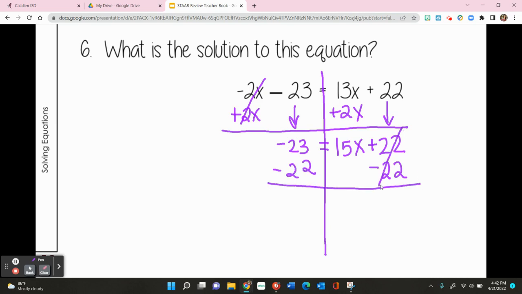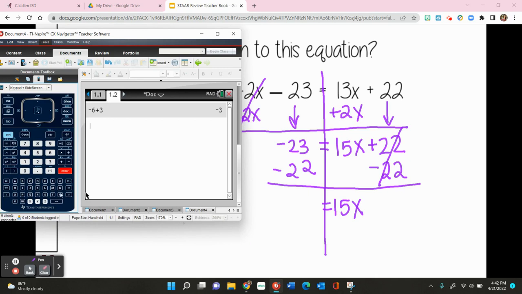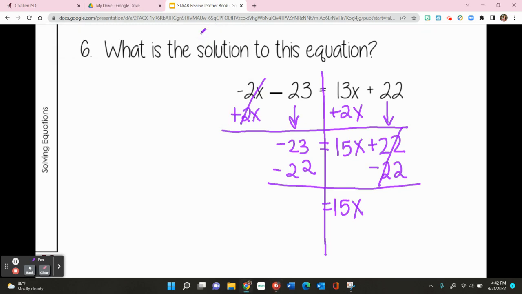When I do this, this cancels out, and on the right side, I'm left with 15x equals, in your calculators, take -23 minus 22, and we'll get -45.